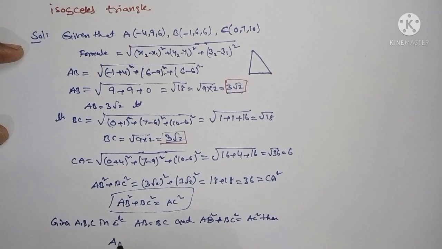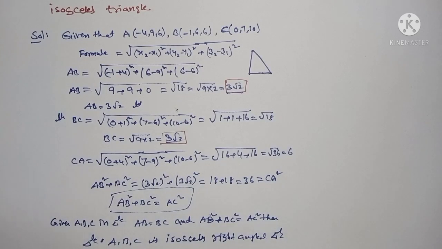Then the triangle ABC is called here an isosceles right angle triangle. Right angle triangle. Okay, this is the end of this problem.